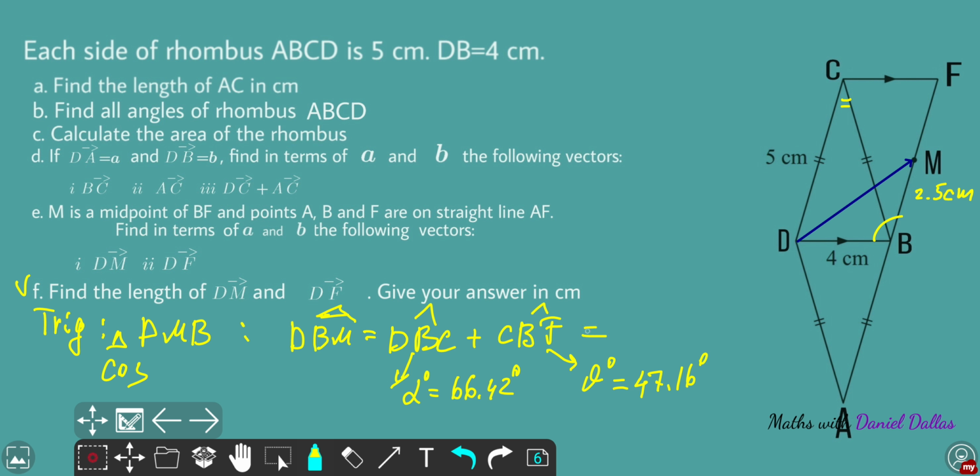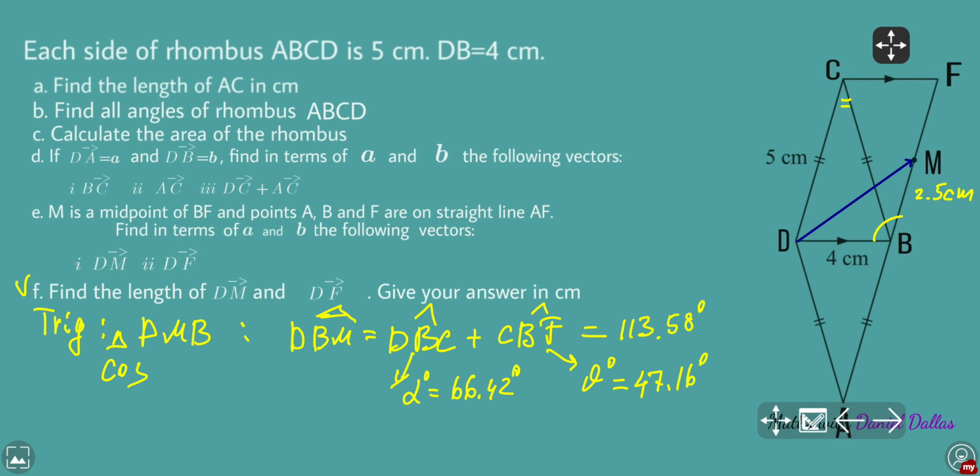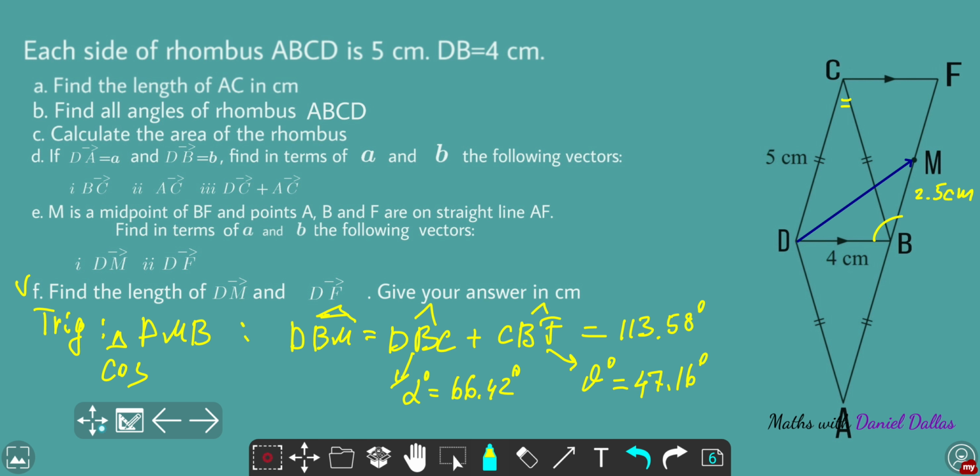Let's add them up. So let's see how much we'll get. So 66.42 plus 47.16. So we'll get, in total we'll get 113.58 degrees. Okay, so now we know the angle. What we're going to use, as I promised, we're going to use trigonometry, and that means we're going to use cos.